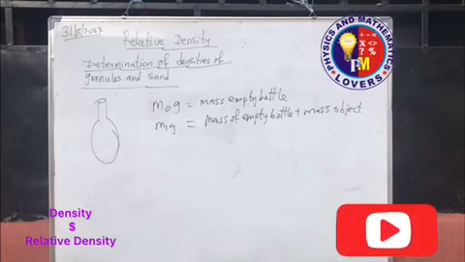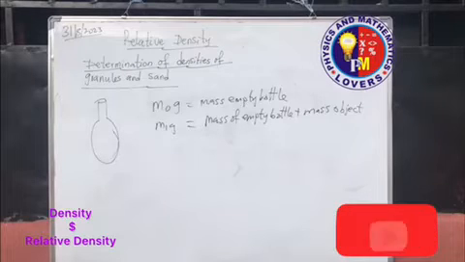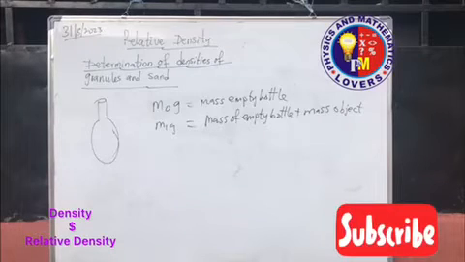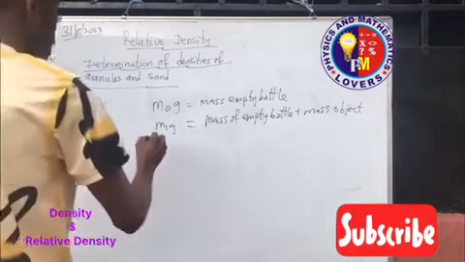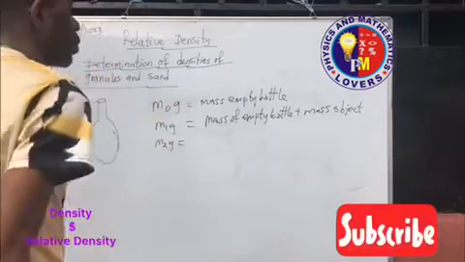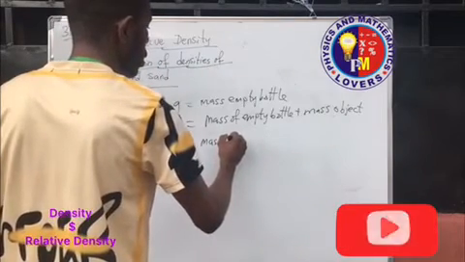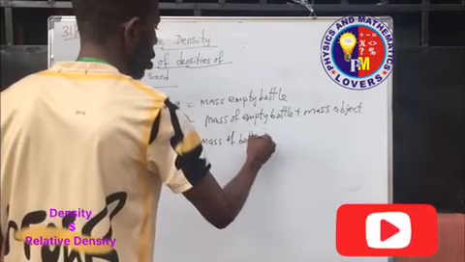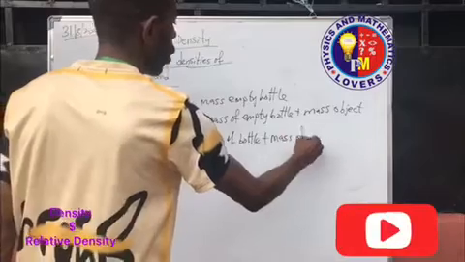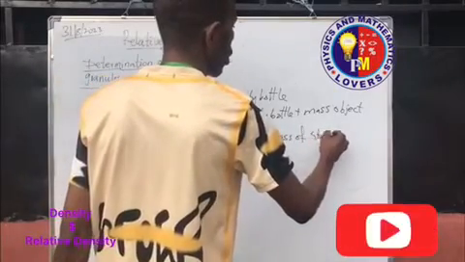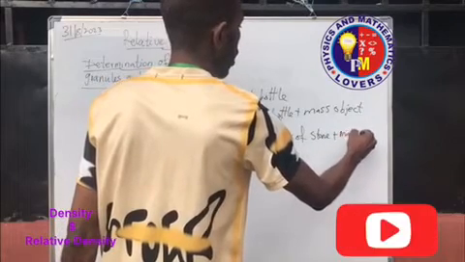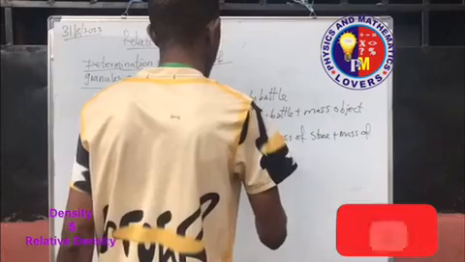Then the next mass we are going to look at: we pour water in the bottle until it is full, and we find M2. So we pour water into that bottle until it is full. We now have the mass of the bottle plus the mass of granules plus the mass of water. So in this case we are going to have M2. This is going to be the mass of the bottle, plus the mass of the stone or granule, then plus the mass of the water. So we have three masses now.